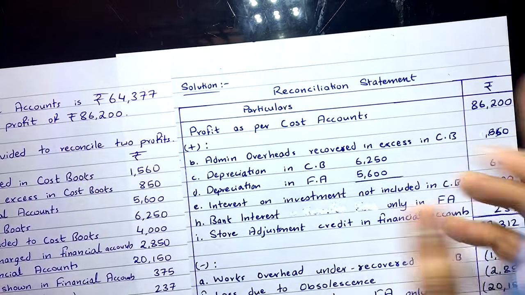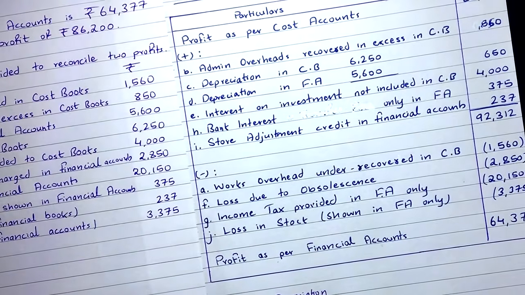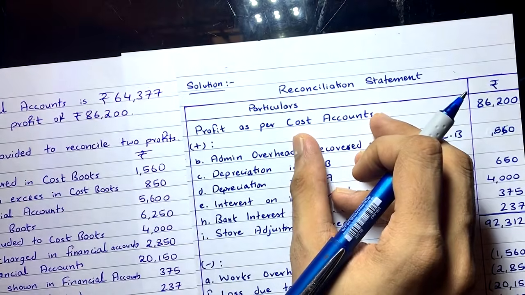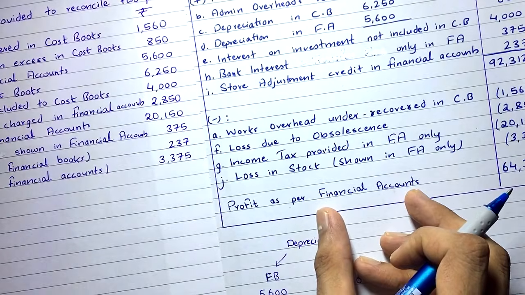Yes, so we have to prepare the reconciliation statement. Format is very simple, a particulars column and an amount column. We are going to add some things and deduct some things. Okay, so normally what we are going to do is start off with the costing profit or loss, whatever is given in the question, and then try to arrive at financial profit or loss.